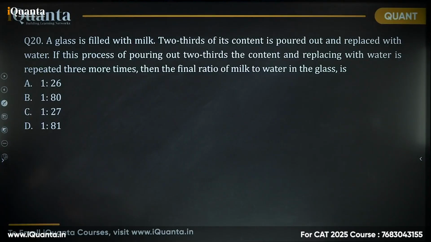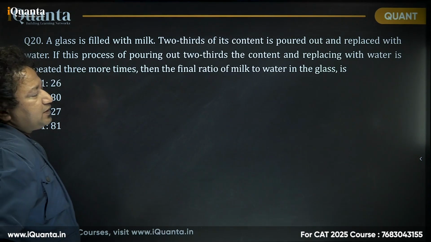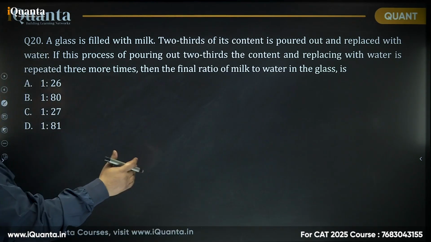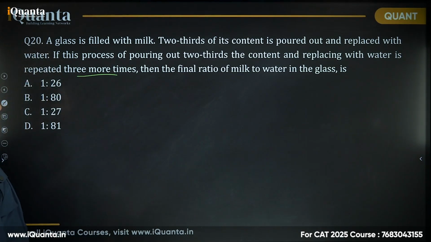A glass is filled with milk. 2/3 of its content is poured out and replaced with water. This process of pouring out 2/3 the content and replacing with water is repeated 3 more times. That is overall 4 times. And the final ratio of the milk to water in the glass is what?